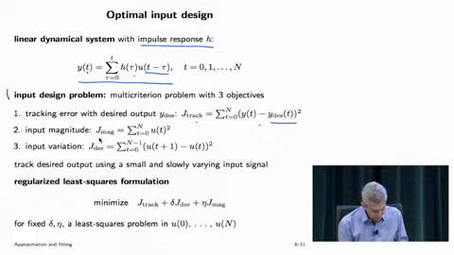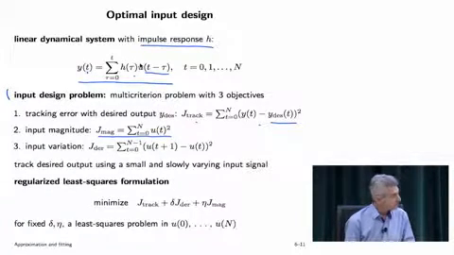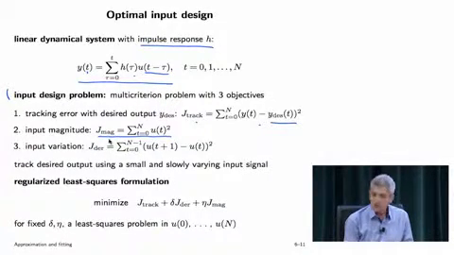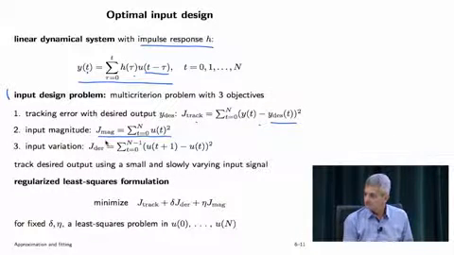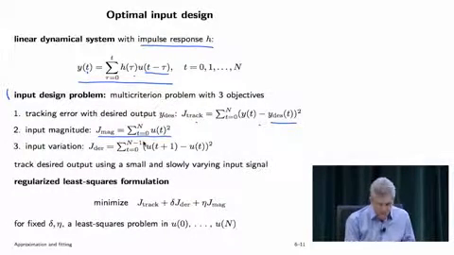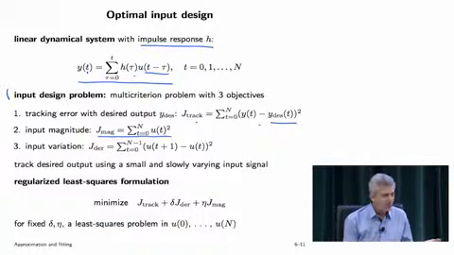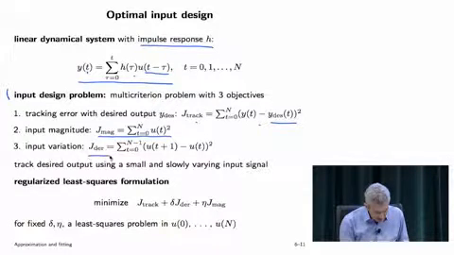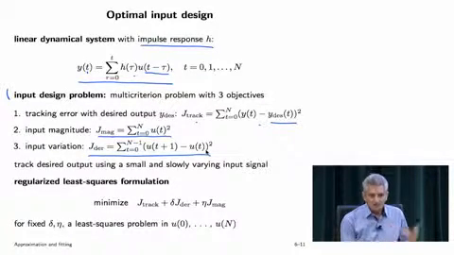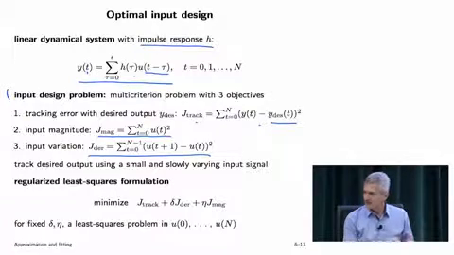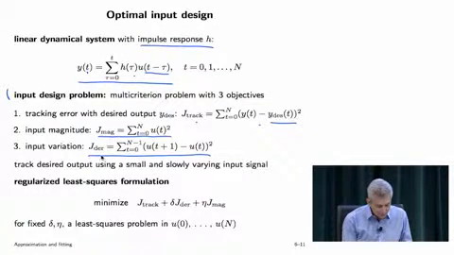Now at the same time, I want u not so big. So I'm going to introduce an objective called the magnitude, Jmag. By the way, if you look at these, they're quadratic forms, because they're sums of squares. And I'll take an input variation term, which tells you how wiggly the signal is. It's going to be the sum of the squares of the first differences here.